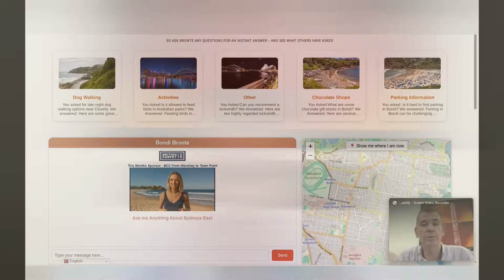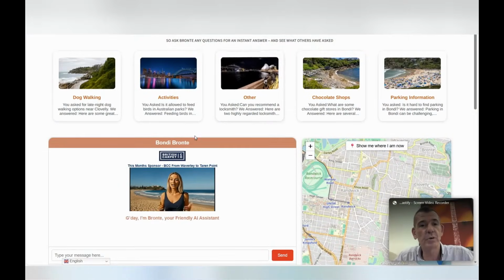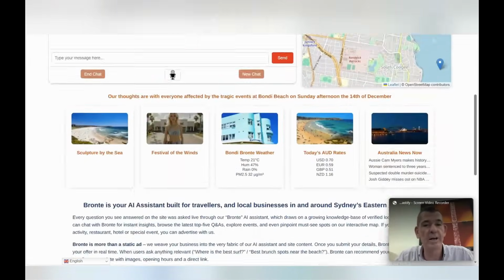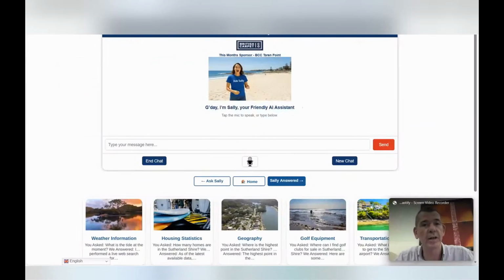For those of you who don't know, I create sites that create topical authority. So let's have a look at a couple of the sites that I've got here. You would have heard me talk in the past about Bondi Bronte. This site is all about Bondi, all the information, questions, answers about Bondi. This one's about the Sutherland Shire in Sydney.